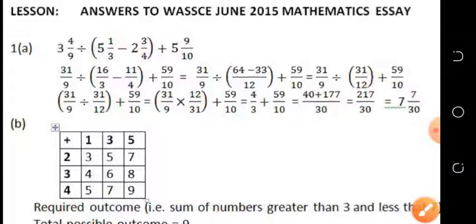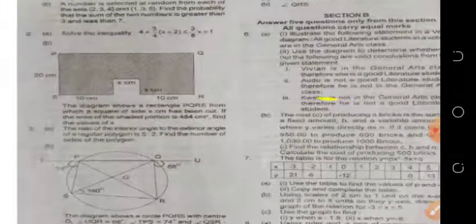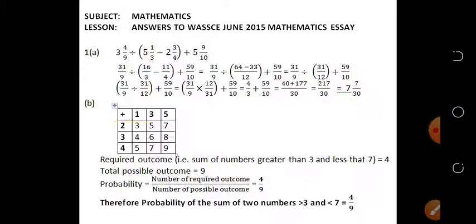Now let's move to question 1B. Question 1B says, solve. It says a number is selected at random from each of the sets. You have 2, 3, 4 in the first set and 1, 3, 5 there. Find the probability that the sum of the two numbers is greater than 3 and less than 7. Now let's go to the solution area.